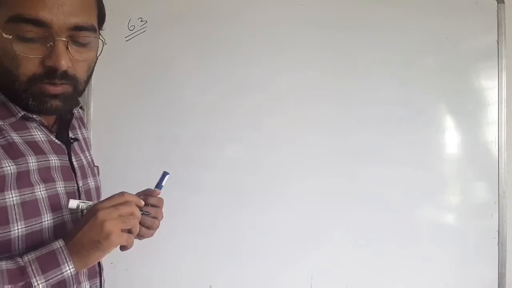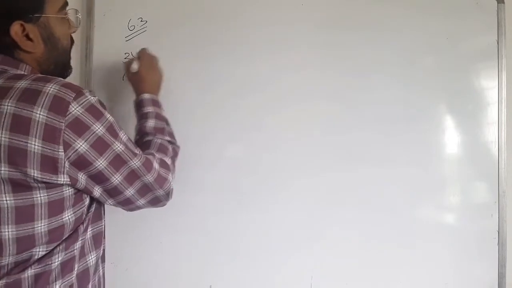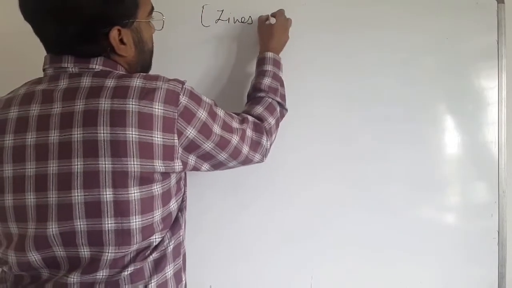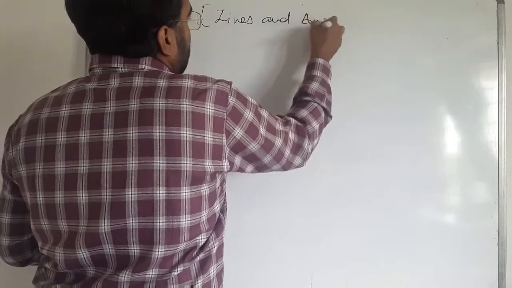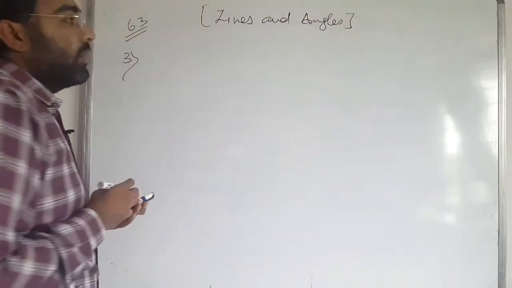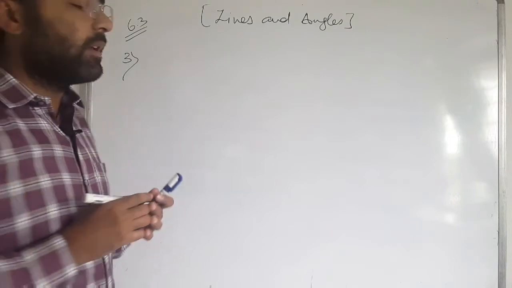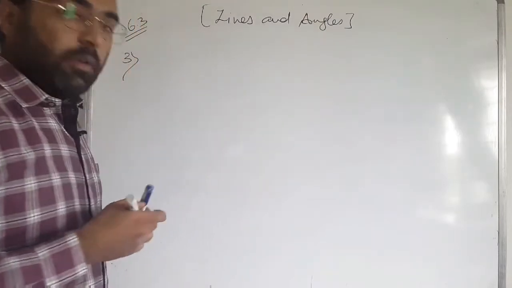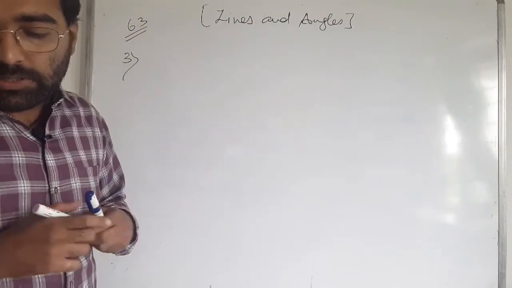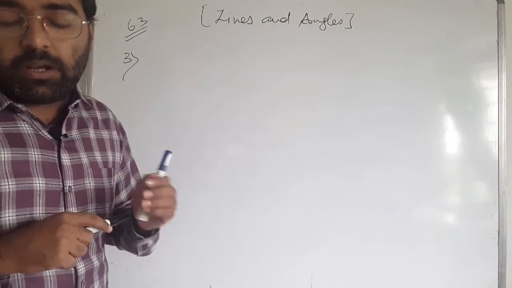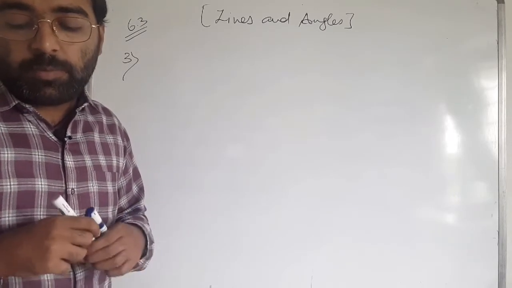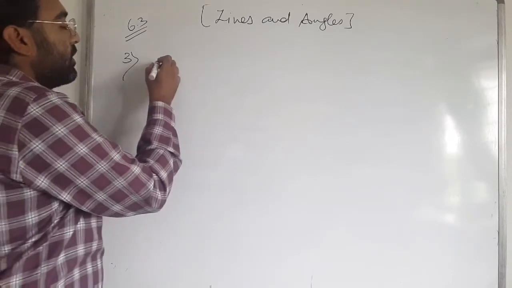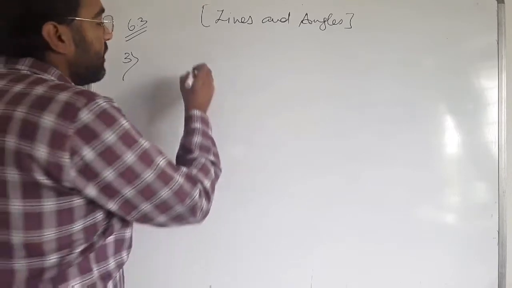Exercise 6.3, question number 3. The name of the chapter is lines and angles for standard 9. In the question it is given that in the figure, if AB is parallel to DE, and angle BAC is equal to 35 degrees, the figure is also given.